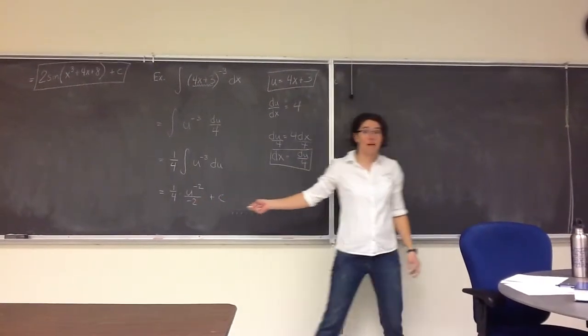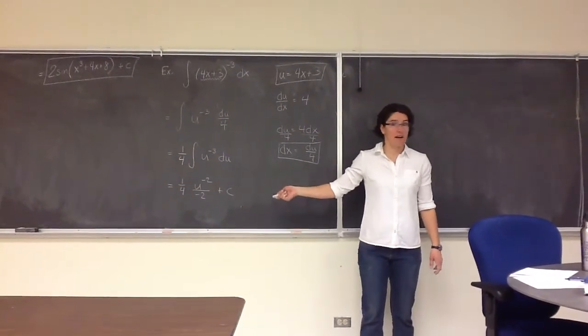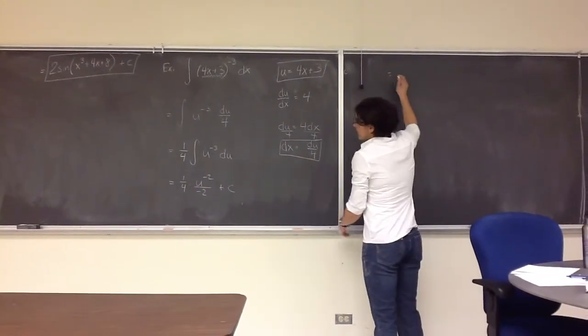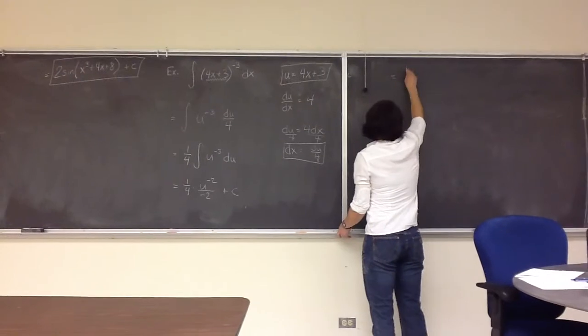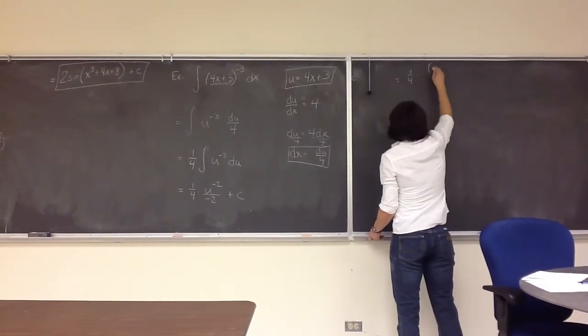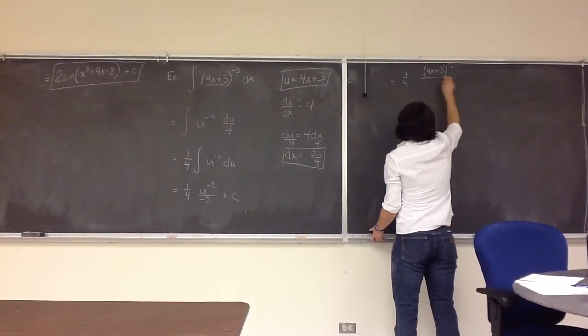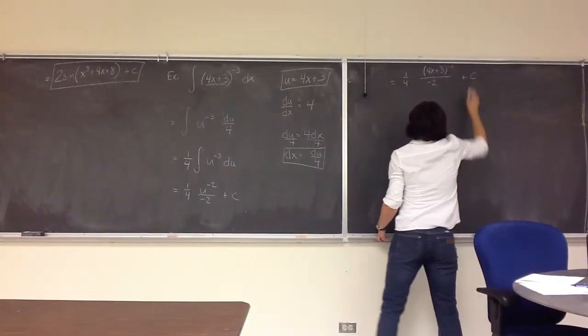All right, we've taken our antiderivative. Life is good. Our final step is to turn this guy back into x's. And so we've got, well, 1/4 times u to the negative 2. So our u value is 4x plus 3 to the negative 2 divided by negative 2, and then a plus c.